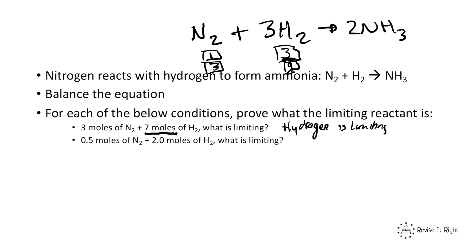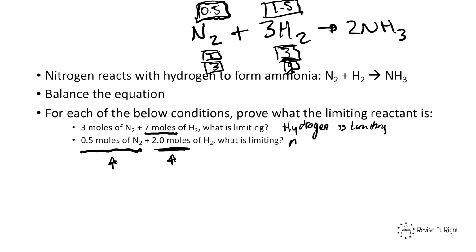So in the next question, we have 0.5 moles of nitrogen. Again, we need 3 times as much hydrogen as we do nitrogen. So if we have 0.5 moles of nitrogen, we need 1.5 moles of hydrogen. We have 2 moles. So there we have more than we need, which means that nitrogen is going to be the limiting factor. So in this example, nitrogen is limiting.